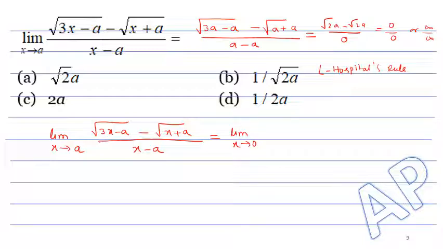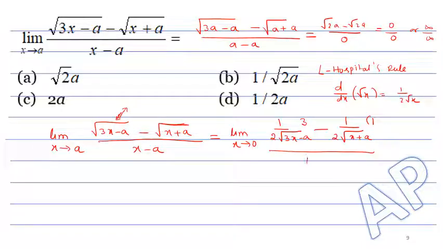But just differentiate the square root of 3x minus a. We know that d by dx of root x is 1 by 2 root x. So d by dx of root of 3x minus a is 1 by 2 root of 3x minus a into the derivative of 3x minus a, which is 3. The derivative of 3x is 3 and the derivative of a is 0. Similarly, minus root of x plus a. When you differentiate root of x plus a, you will get 1 by 2 root of x plus a into the derivative of x plus a, which is 1.